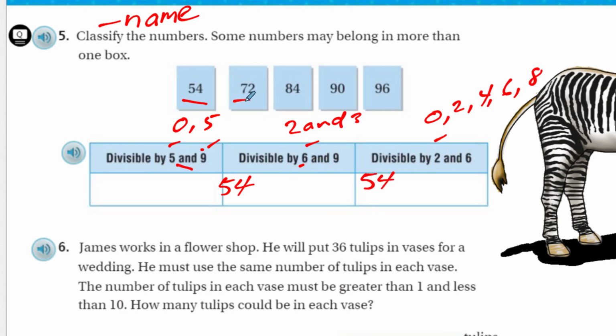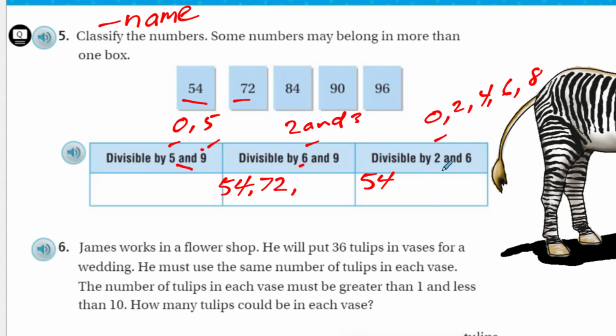Let's move to the next one, 72. 5, not going to happen. Sorry, moving on. If the number isn't divisible by one of these numbers here, then we have to just move on. Here we have 6 and 9. Well, I know that 9 times 8 is 72. Last time I checked. Okay, and then 6, isn't 12 times 6 also 72? So I'm going to say that 72 goes here.